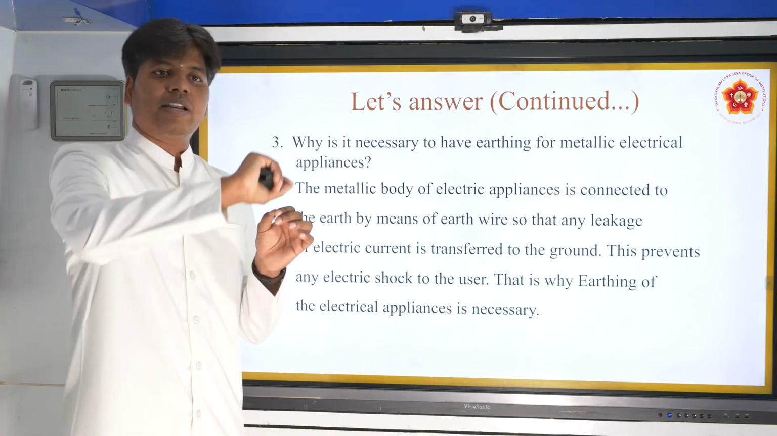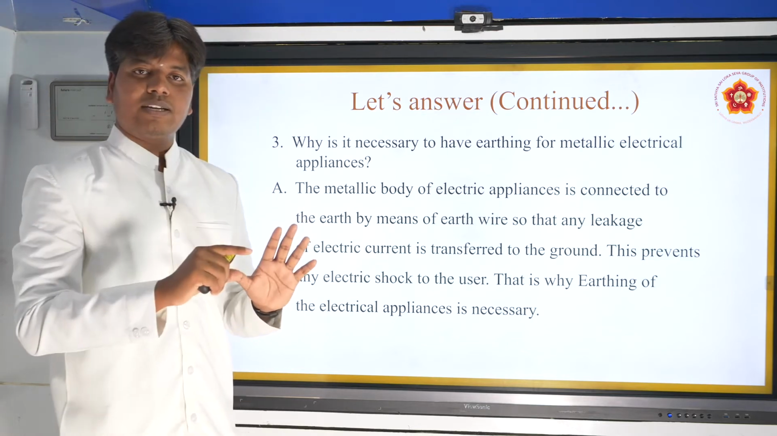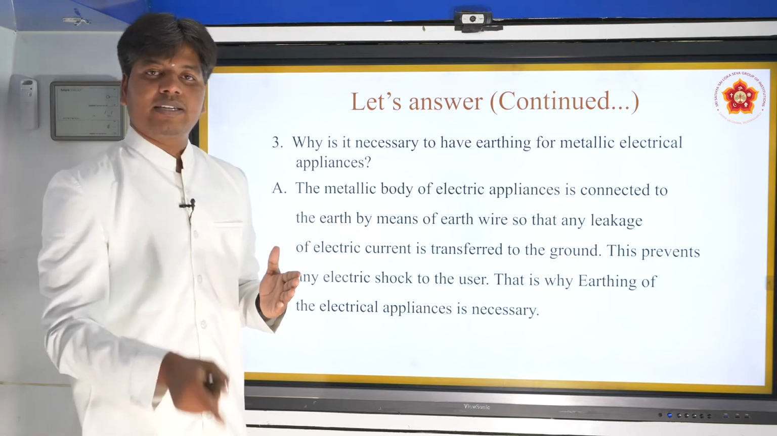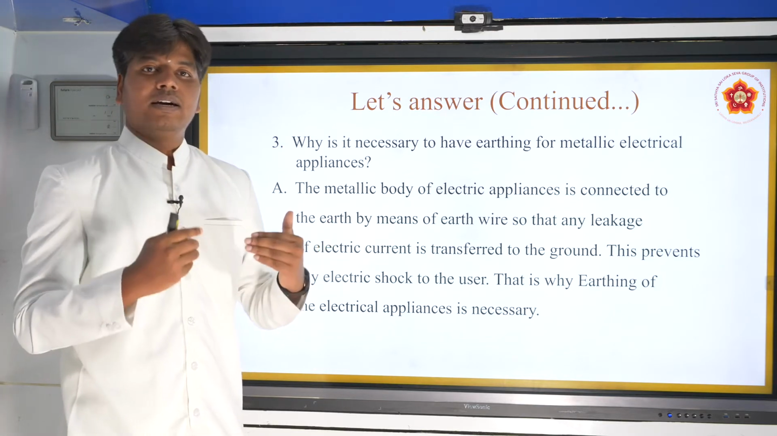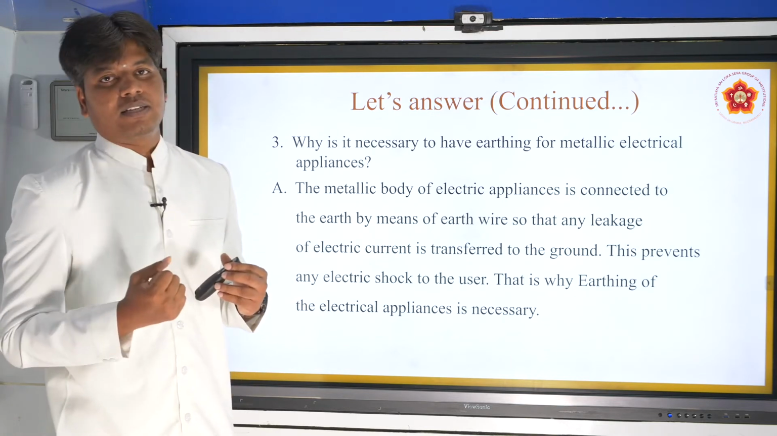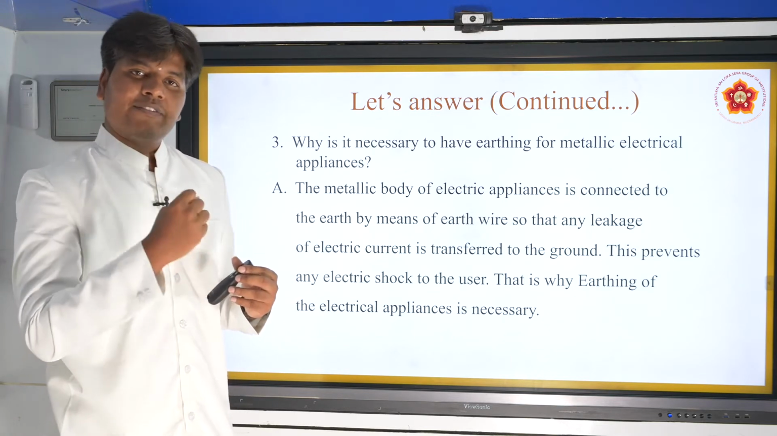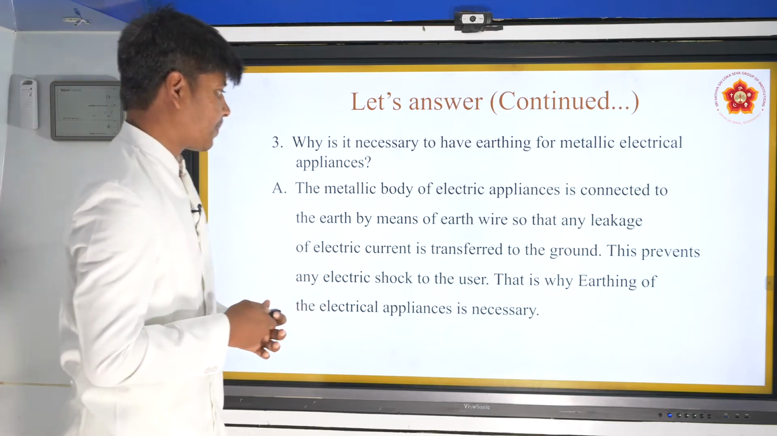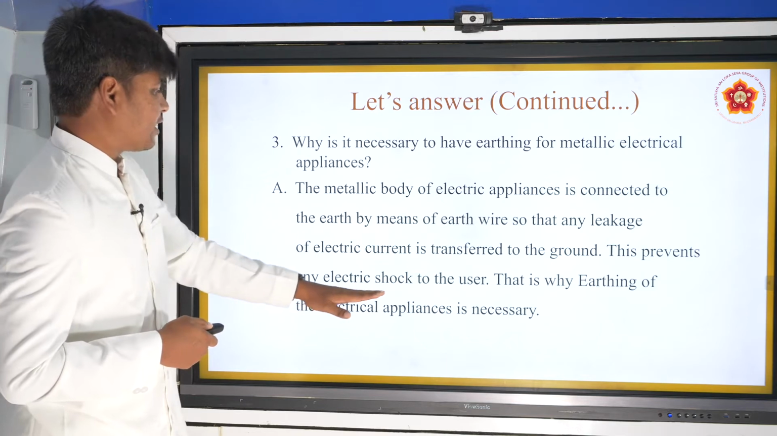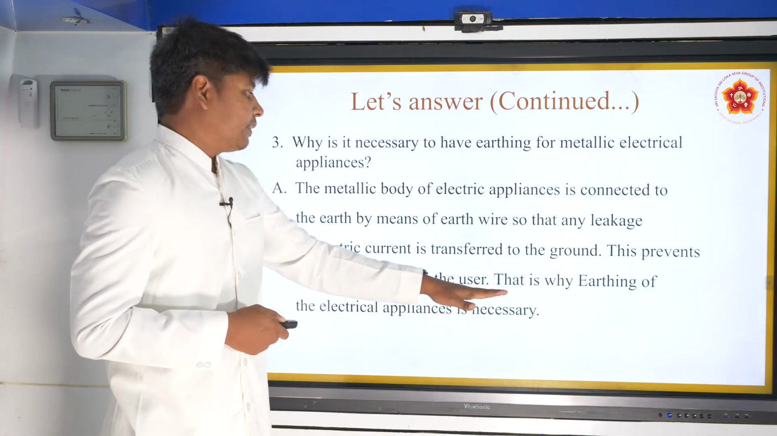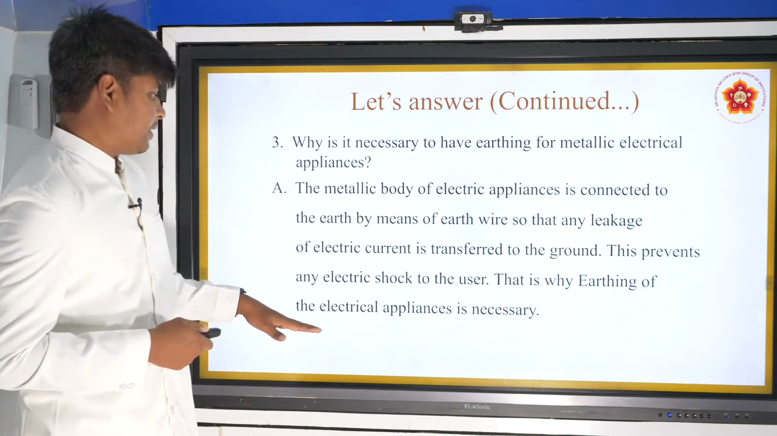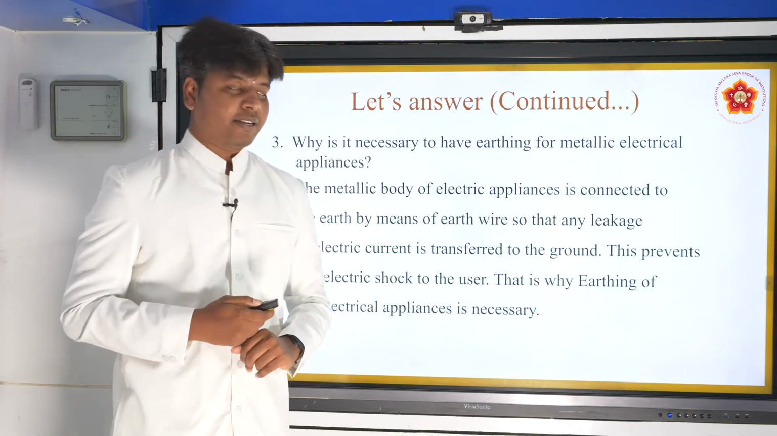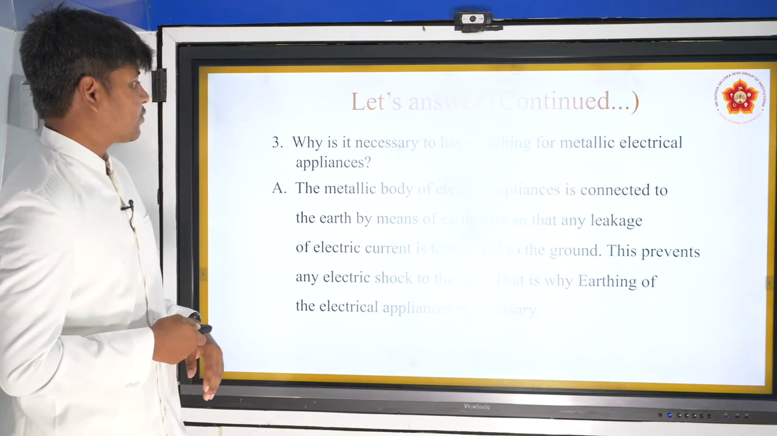The wire is taken directly to the ground, so that any excess charge will directly go inside the earth. As we call it, earth is the sink of charges. It will drag any charge if you have it in excess. This prevents any electrical shock to the user. Yes, that is why earthing of electrical appliances is necessary. This is self-explanatory, right? Now let us go to the next question.